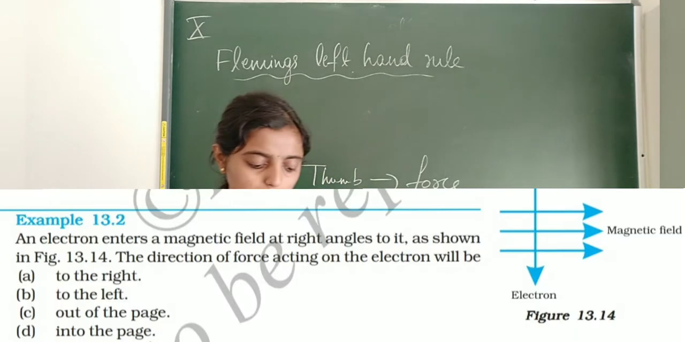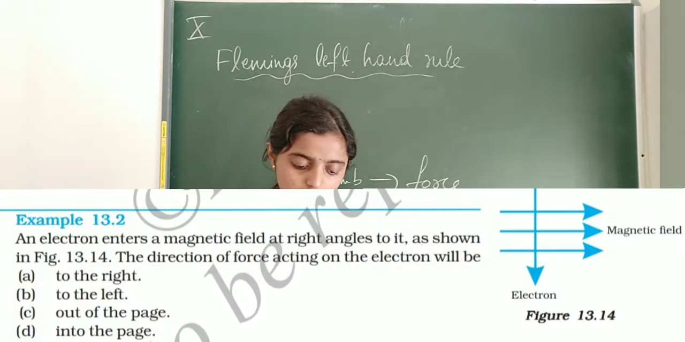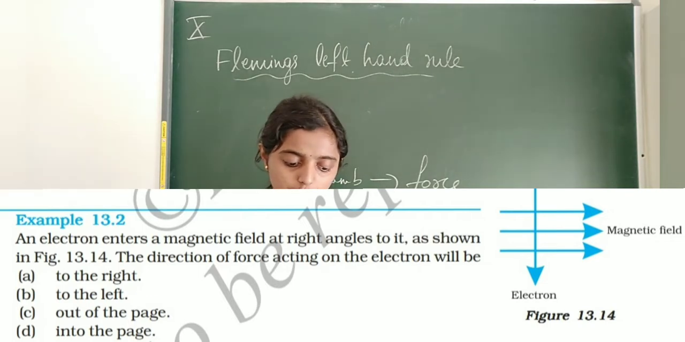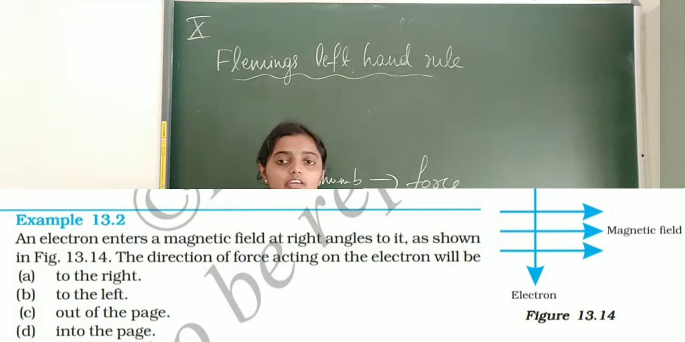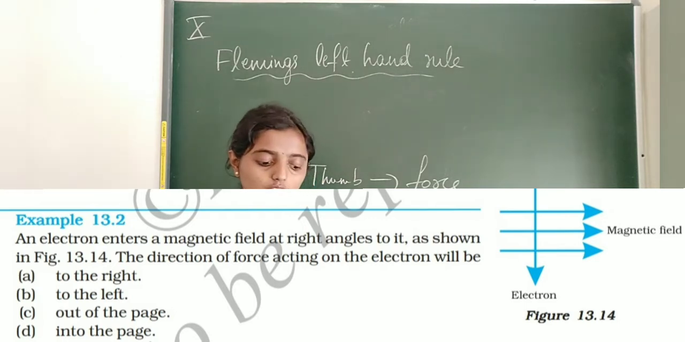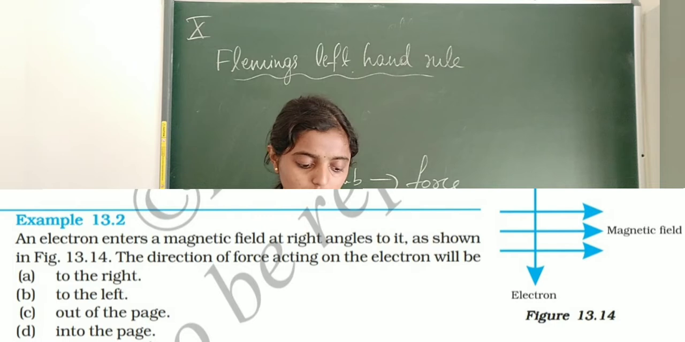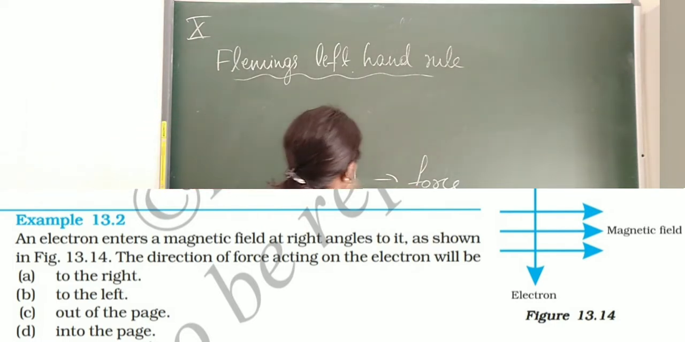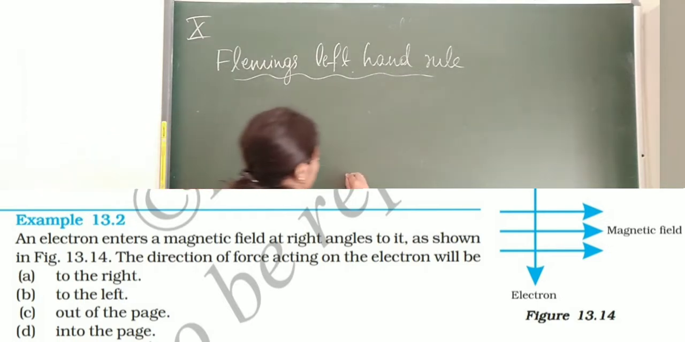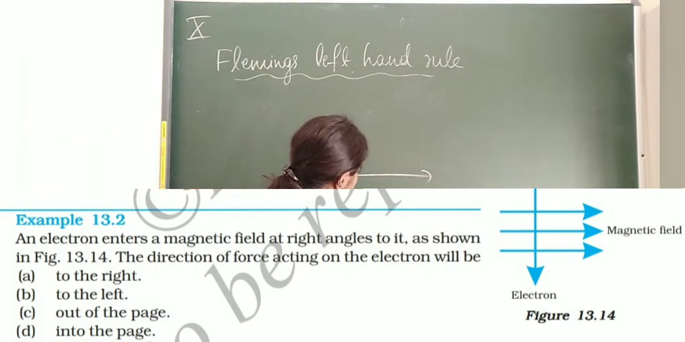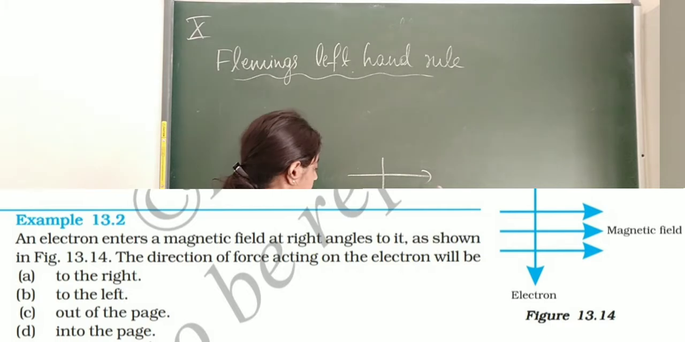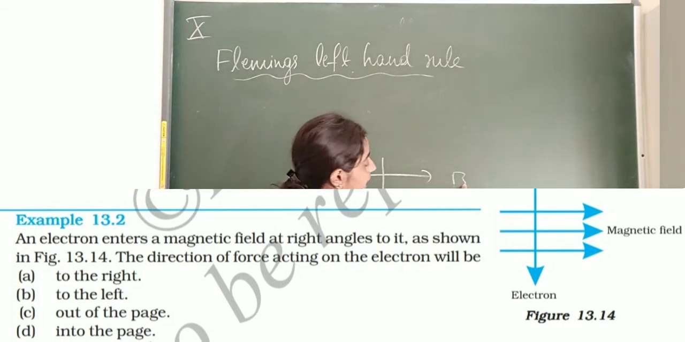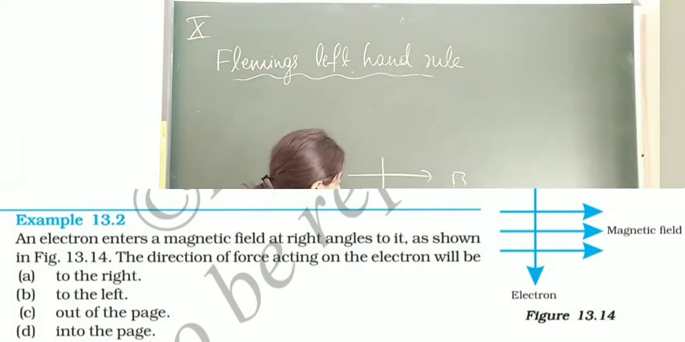Let me solve an example problem. An electron enters a magnetic field at right angle to it as shown in the figure. The direction of force acting on the electron will be, they have given four options: to the right, to the left, out of the page, into the page. So look at the diagram they are giving. The diagram was like this. Here this is the direction of magnetic field and this is the electron.